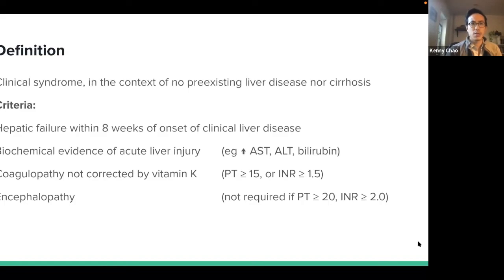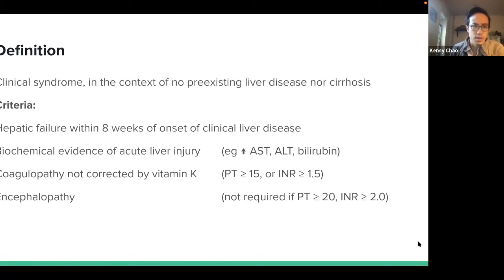So background, in terms of the definition, it's a clinical syndrome in the context of no pre-existing liver disease or cirrhosis. The criteria is that you're having hepatic failure within 8 weeks of onset of clinical liver disease. It just speaks to how fast this progresses. And also, you may not actually know the exact onset of clinical liver disease or jaundice unless you really say, had a toxic ingestion, you know which day you took it.